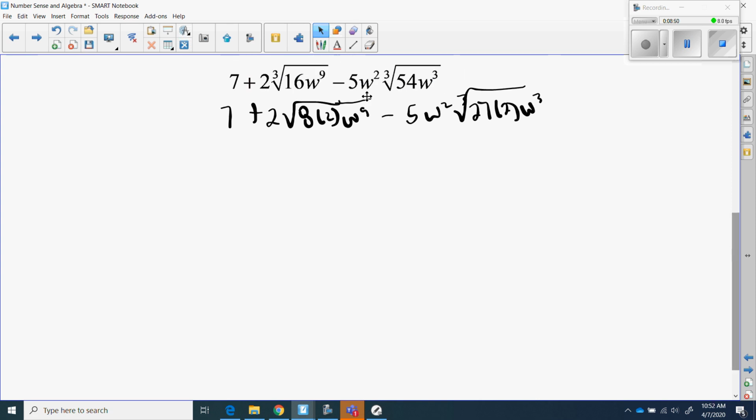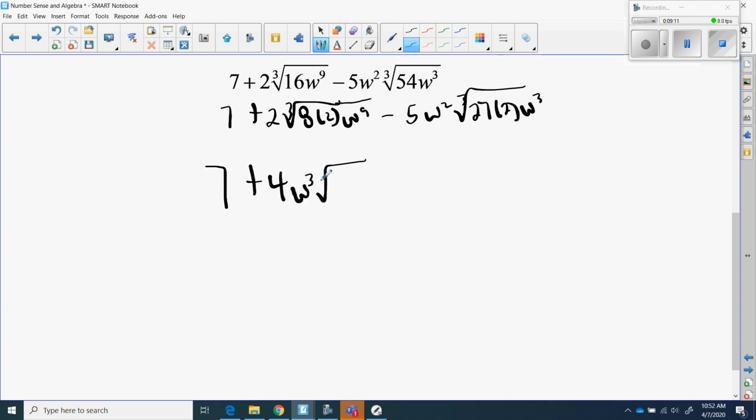All right, so now I still have my 7 plus. Oh, this is cube root, not square root. So the cube root of 8 is 2, multiplied by the 2 that's already out there. I'm going to get a 4. And then the cube root of w to the 9th, so I take a third of the exponent, is going to be w to the 3rd. Cube root, there'll be a 2 left underneath there.